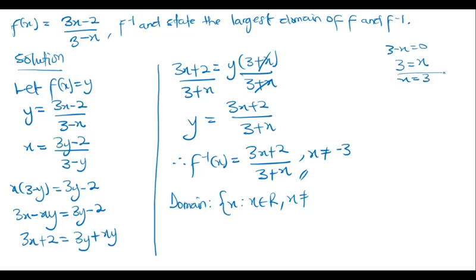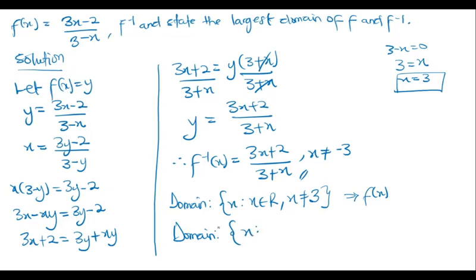So it means if x is equal to 3, this function will be undefined. So for all values of R, except when x is equal to 3. So x does not have to be 3. The domain of the function is x such that x is a member of R where x is not equal to 3, because if x is equal to 3, it will make the function undefined. This is the domain of f of x.